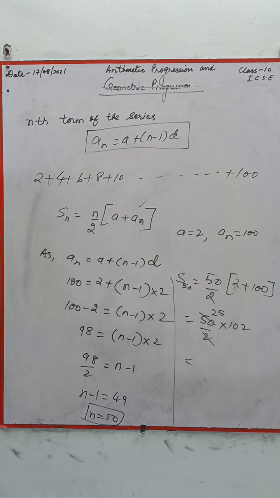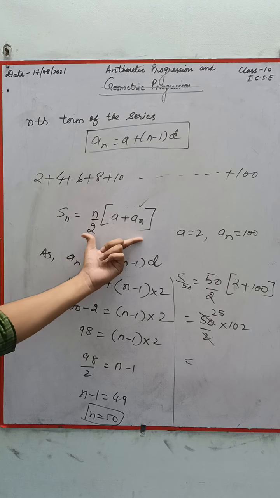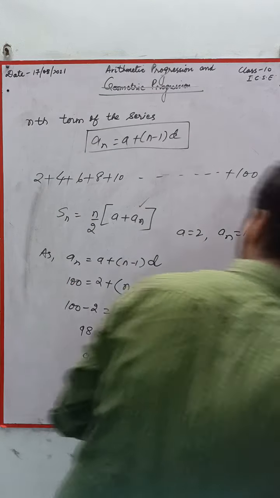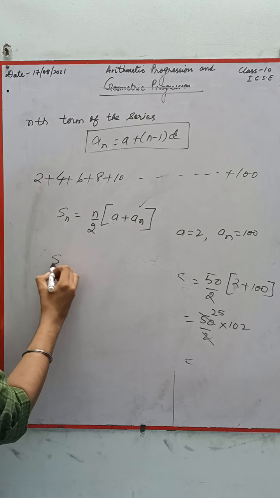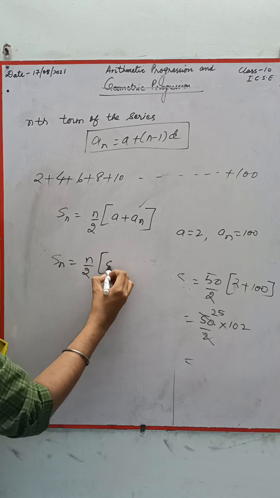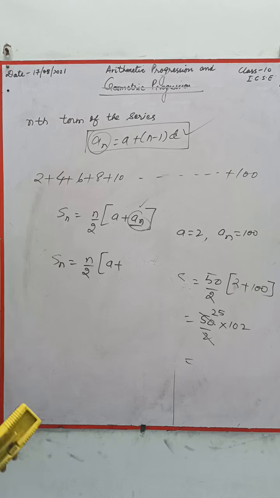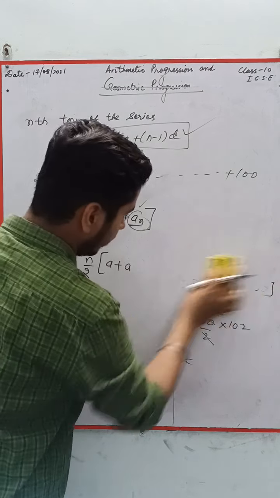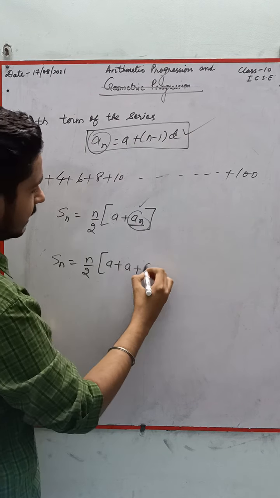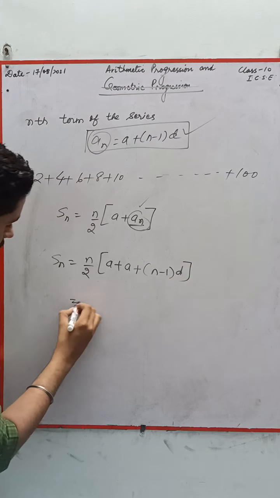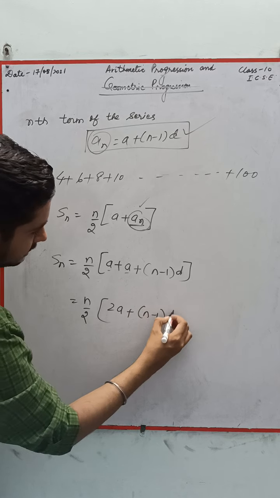Okay, then what we can do, see, this formula can be molded. This is only one example I have taken. Sn is equal to n upon 2 bracket a plus an. In place of an can we put this formula? Definitely we can put. So in the place of an we are putting a plus (n minus 1) into d. A plus a will give you 2a, bracket (n minus 1) into d.